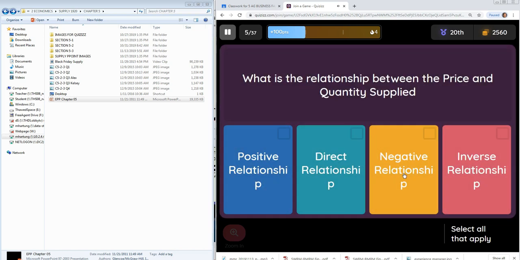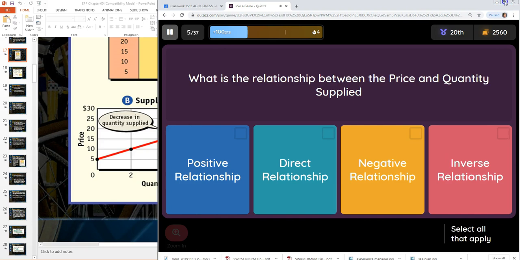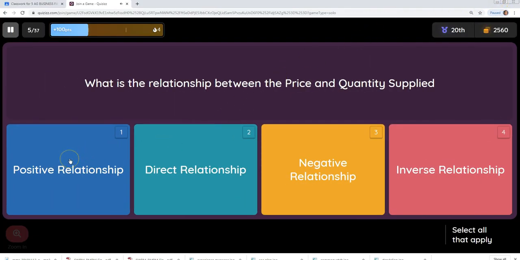What is the relationship between the price and the quantity supplied? So we know that the supply curve is upward sloping left to right, and as the price goes up, the quantity supplied goes up. So what kind of a relationship is that? It is a direct relationship, yes. Now when we see this, it's requiring us to click something else. And it is positive, inverse, negative. Inverse was demand curve, so it's positive. Direct. As one goes up, the other goes up.